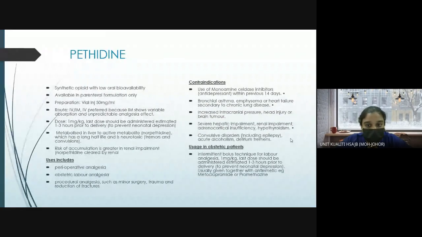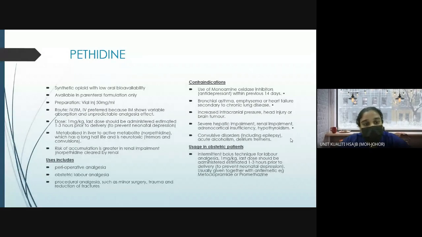The next common drug that we use in our labor room here is pethidine, a synthetic opioid with a low oral bioavailability. It is available in parenteral formulation only. Preparation is in a vial, injection 50 mg per ml. Route is either IV or IM. IV is preferred because IM shows variable absorption and unpredictable analgesic effect. So the dose is 1 mg per kg, and the last dose should be administered an estimated 1 to 3 hours prior to delivery to prevent neonatal depression.